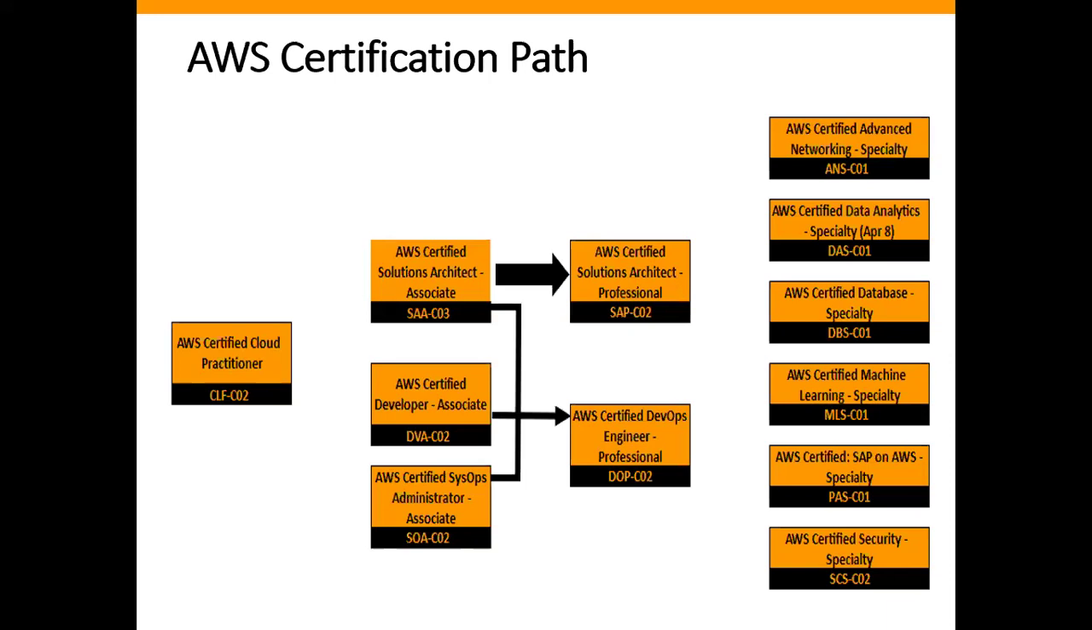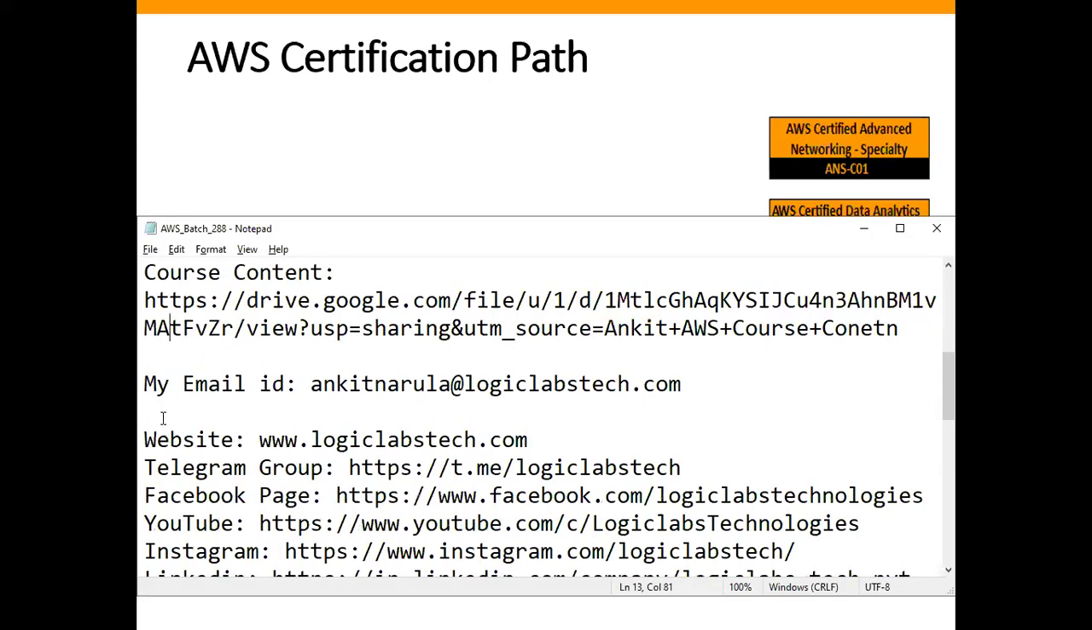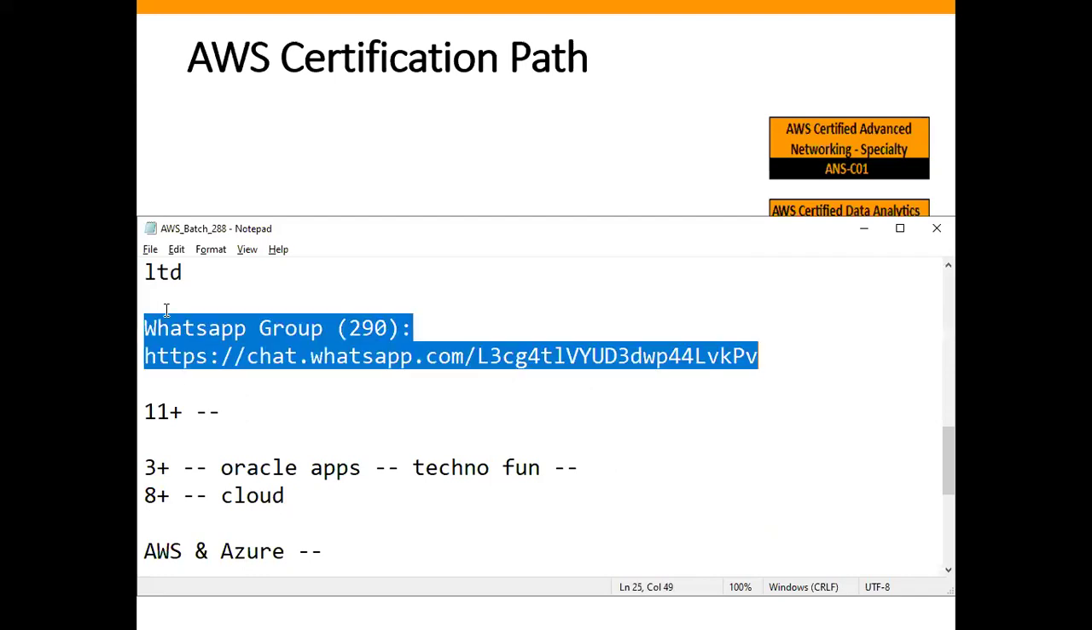Hello, WhatsApp group needs to be approved. Sorry, can you please repeat your question again? WhatsApp group needs to be approved. We are not adding anyone in the WhatsApp group. That's why I'm always saying we are sharing a WhatsApp community link. For community, no approval is required. I have given the link, you can join it.